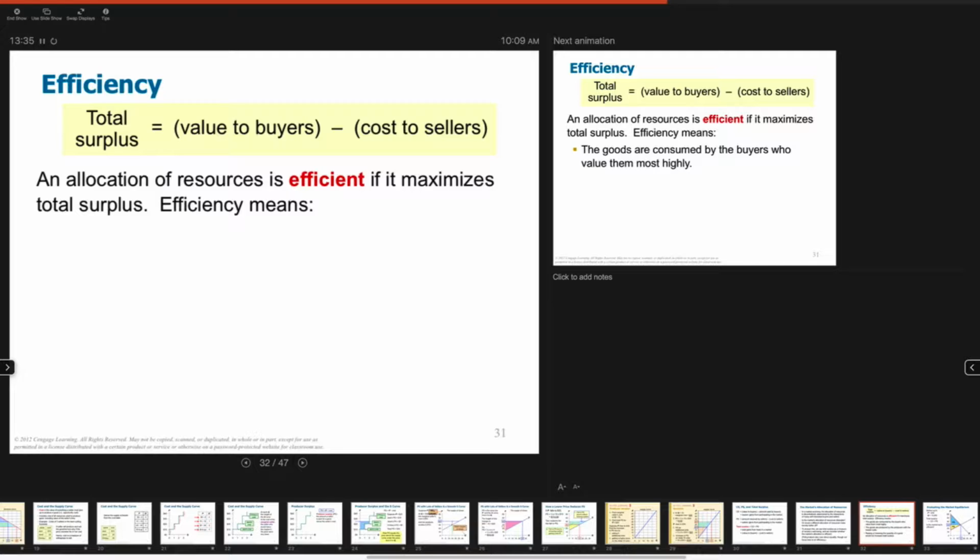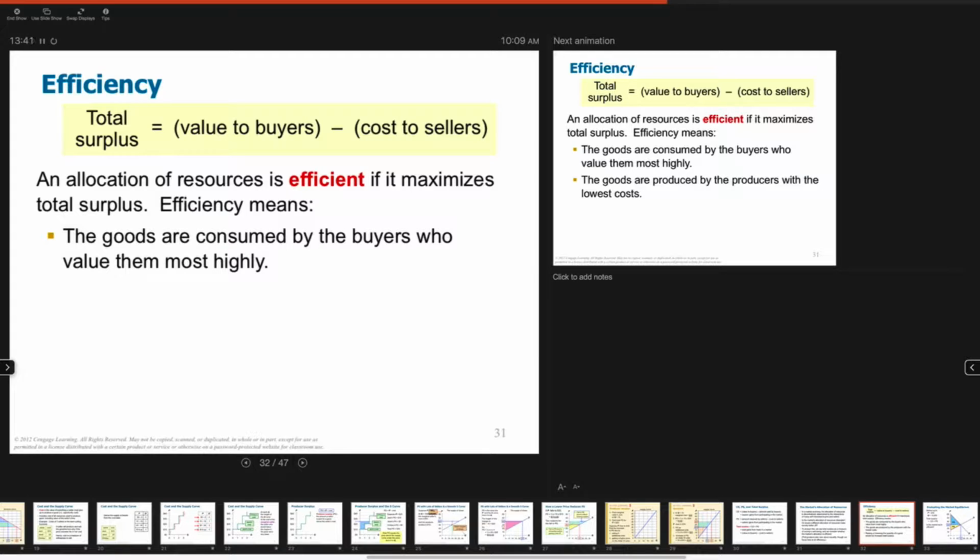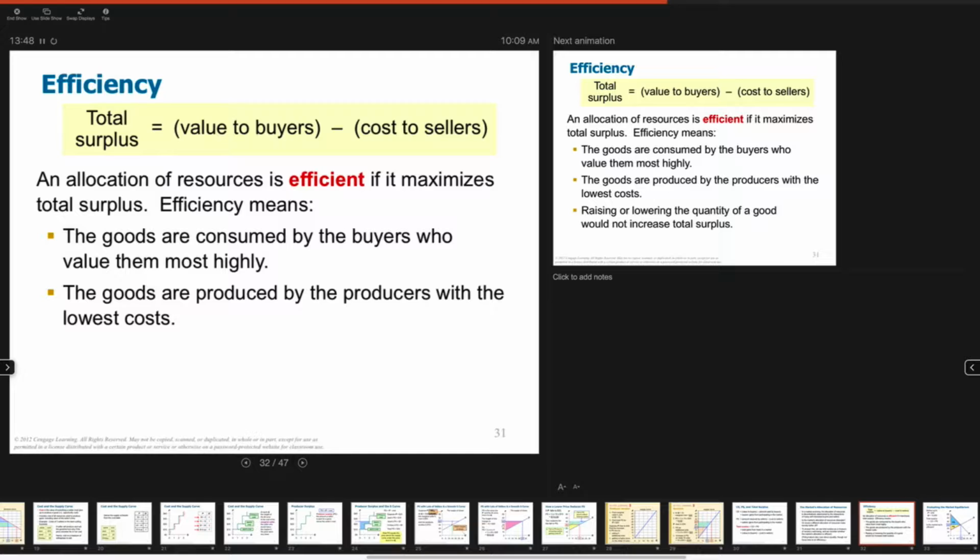So, we know we're efficient if we have the greatest possible total surplus. Efficiency means the people who want the stuff the most are the ones who get it. And the producers who are most able to produce the good at the lowest cost, which means they have what kind of advantage? Comparative advantage, are the ones who are producing it. Okay? If we were a paper airplane factory, right, that's what this class functioned as. We function as paper airplane manufacturers.